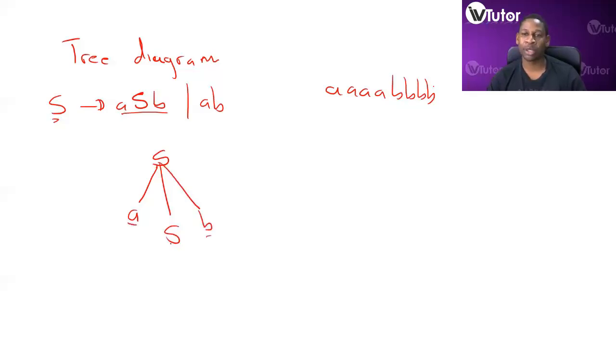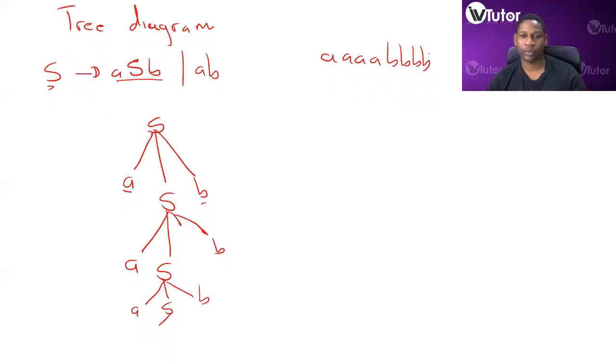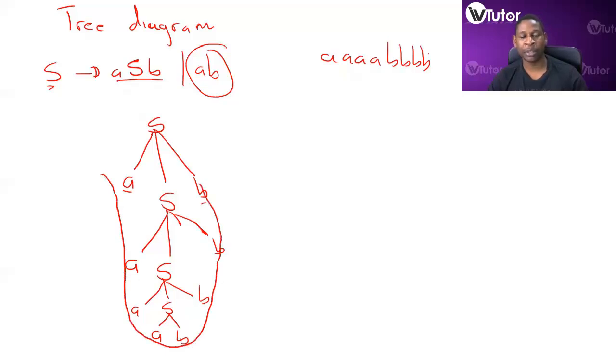The non-terminal breaks down again. We can have A, S, B. Again, here this can break down. We have got A, S, B. And then lastly, we can have A, B. So here we're now using this production. If we move from left to right, we're going to have A, B.